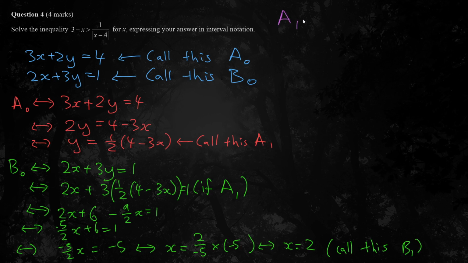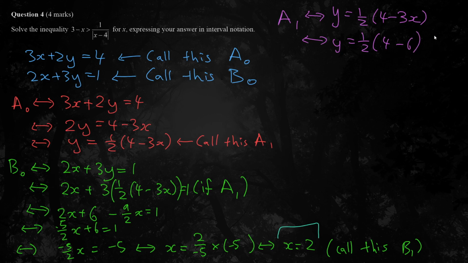So let's go, A1 is equivalent to, now this is what we started with, or this is what we defined A1 to be, let's say. So we'll go ahead and use that. So A1 is equivalent to y equals half 4 minus 3x. It's meant to be a 3. Which is equivalent to y equals half 4 minus 3 times 2. Okay. So 6.